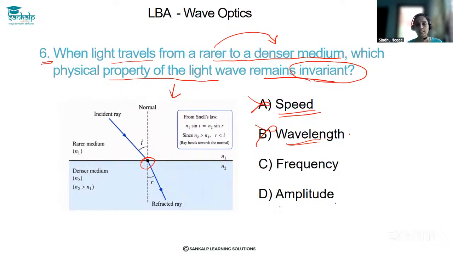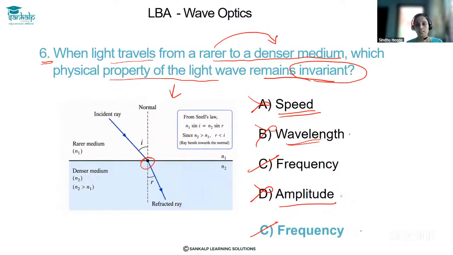Option D tells about amplitude. Amplitude is also not invariant here. Amplitude also changes. This is also a variant physical property. So the correct option is option C, that is frequency. Frequency is the invariant physical property of light here.